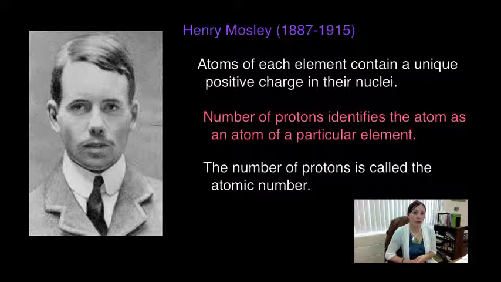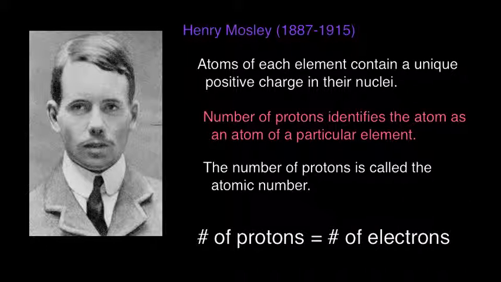And we'll talk more about the periodic table and how that came into play a little later on in another chapter. But for right now, just know that Henry Moseley discovered that each atom has its own unique positive charge that we call the atomic number. Now remember that all atoms are neutral, so your number of protons will equal the number of electrons.